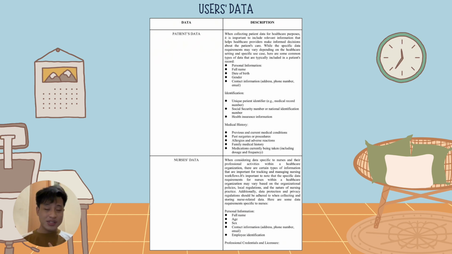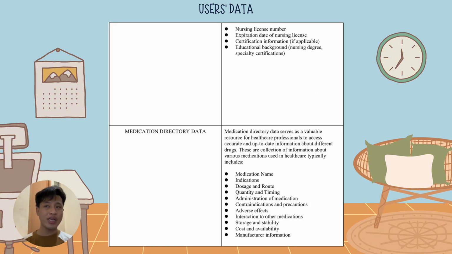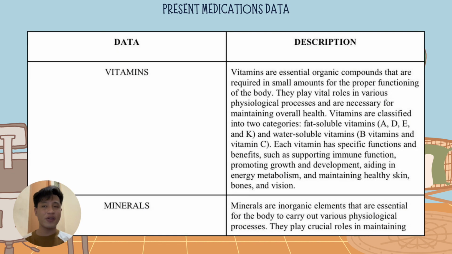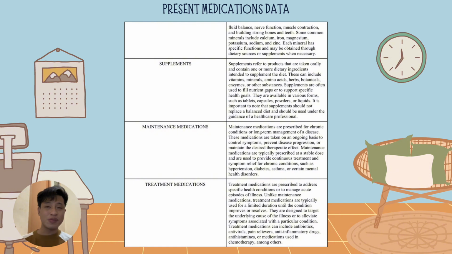I am J. Cashier Javier, and I will now continue the discussion by presenting the user's data, which includes patient's data, nurse's data, and the medication directory data along with what should be included. Next, we have our present medications data, which includes information about vitamins, minerals, supplements, maintenance medications, and treatment medications.